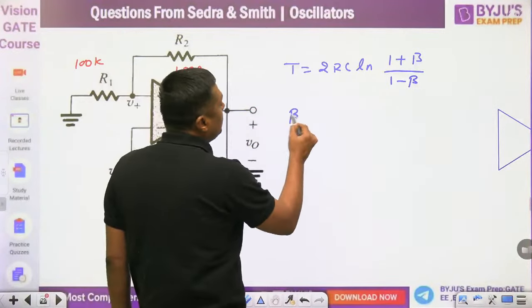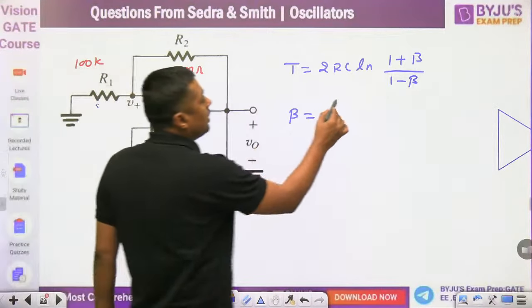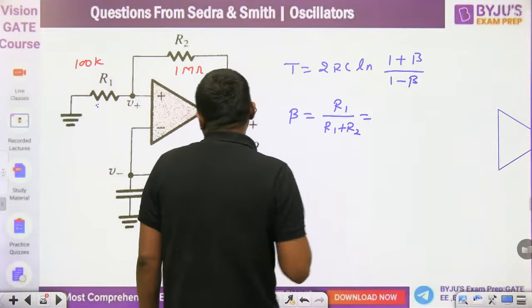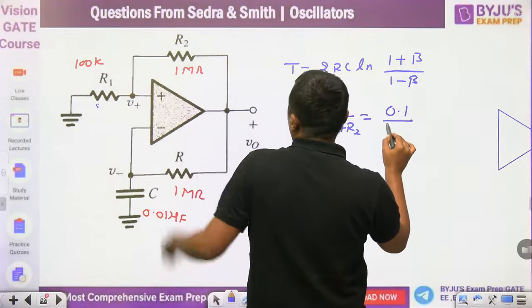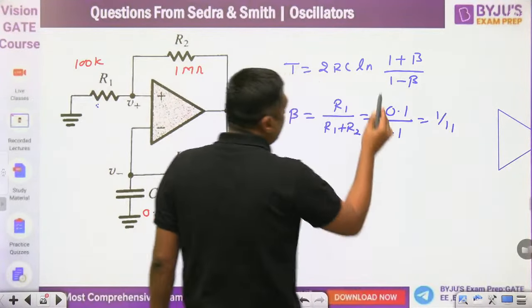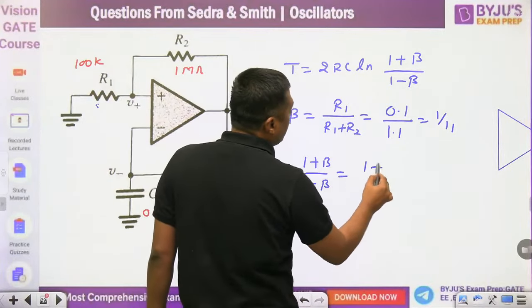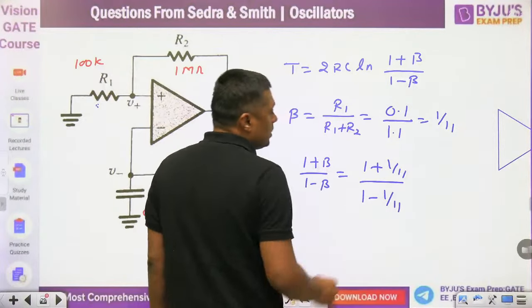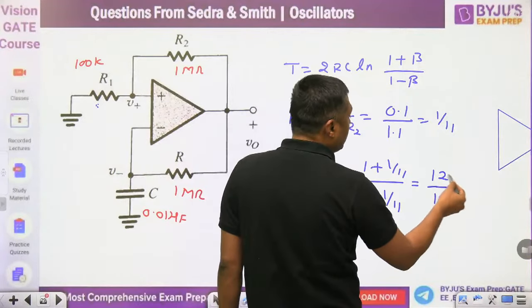And what is the beta here? This value upon this plus this: R1 upon R1 plus R2. So what is R1 upon R1 plus R2? 0.1 upon 1.1. That is 1 by 11. So you will get 1 plus beta upon 1 minus beta is equal to 1 plus 1 by 11 upon 1 minus 1 by 11. This will become 12 and this will become 10. Again, you will get 1.2.